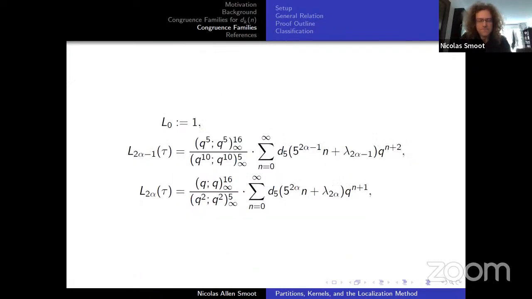Okay. So the general way to construct these generating functions, I'm giving it to you right now. You can think of L0 being 1. That may be useful at times. L alpha is going to have slightly different prefactors depending on whether alpha is even or odd. And I'm also going to have a variation in the power of q here, being 1 or 2. But otherwise, it's basically just a rigged generating function. These are modular functions over gamma 0, 10.